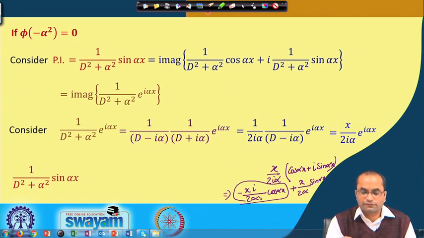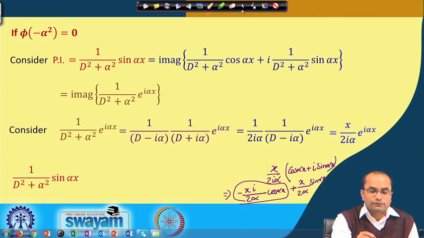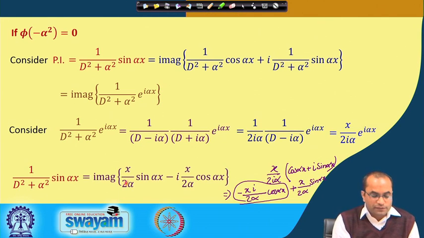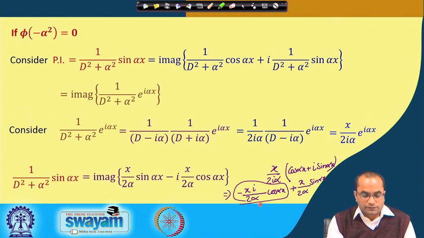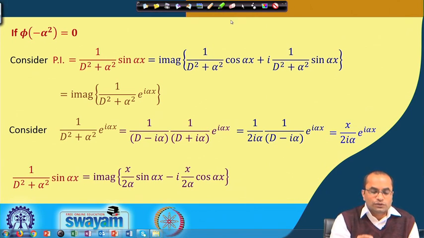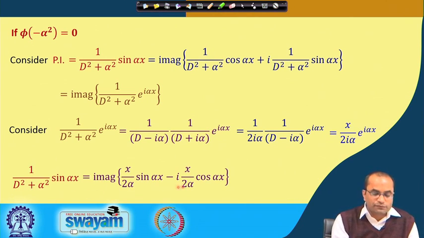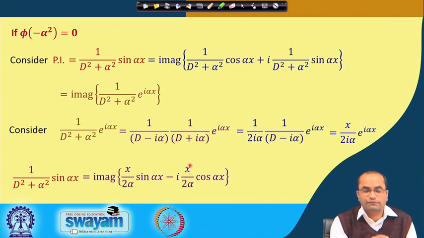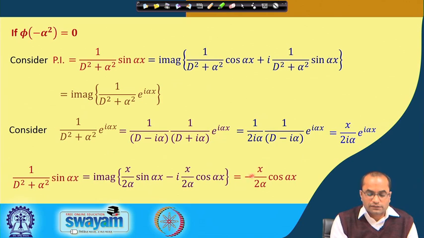So, the imaginary part we will now extract from this one, and that will be the imaginary part of x over 2 alpha sin alpha x minus I times x over 2 alpha cos alpha x. So, the imaginary part for the sine will be, with the minus sign, x over 2 alpha cos alpha x, and that is the result we have got here. The imaginary part of this is nothing but minus x over 2 alpha cos alpha x.